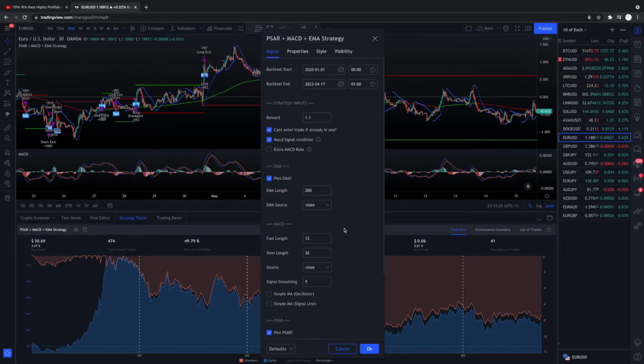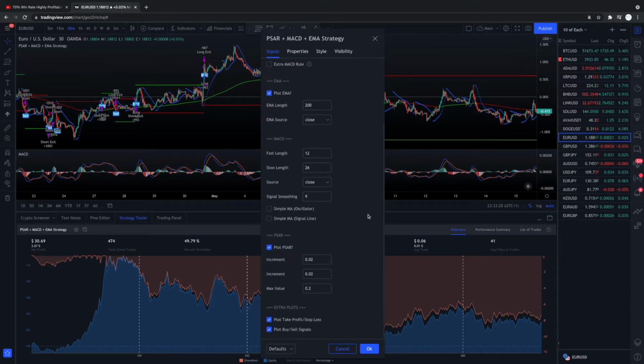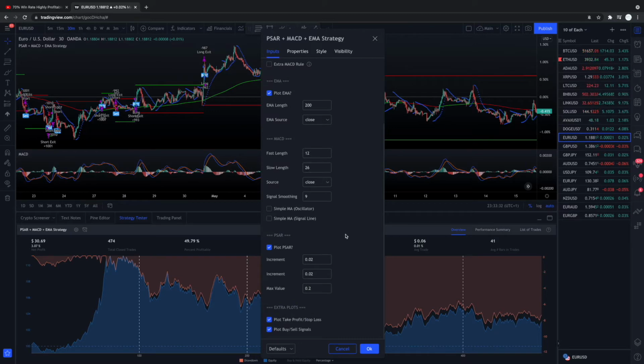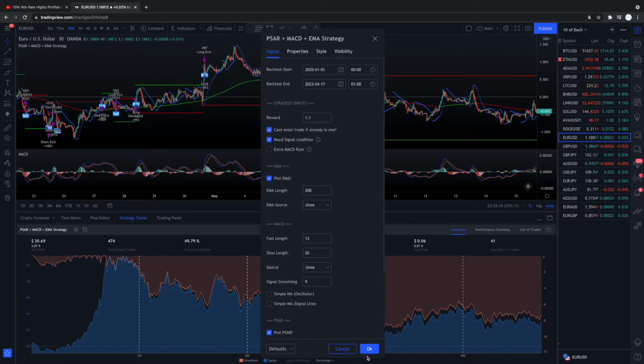So I'm going to probably try to publish a script so people can get access to it and play about with the settings, because there is probably something here you can make better.